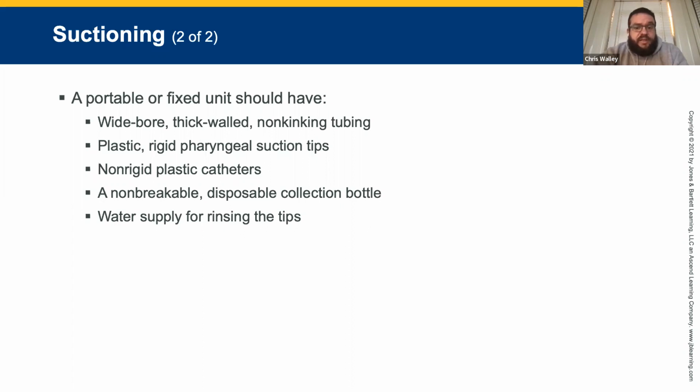So the non-rigid plastic catheters, called French or whistle-tip catheters, are used to suction the nose and liquid secretions from the back of the mouth, in situations where you cannot use just a rigid catheter. So you may have to stick it down into the nose to where it suctions the back of the airway.